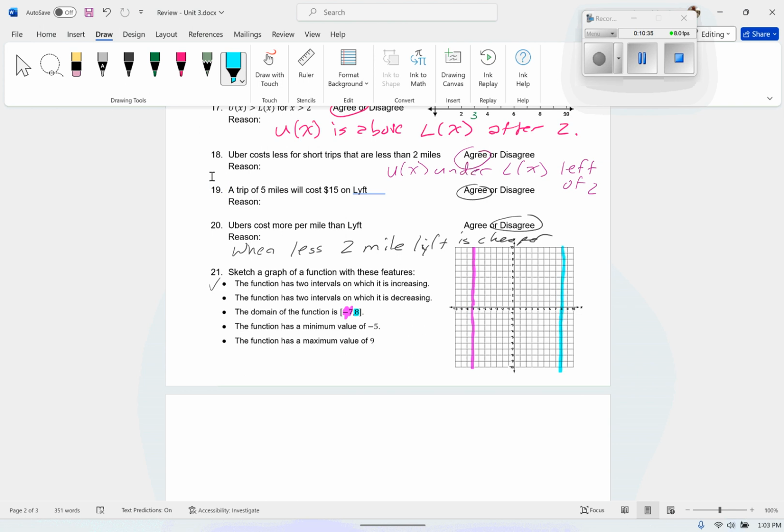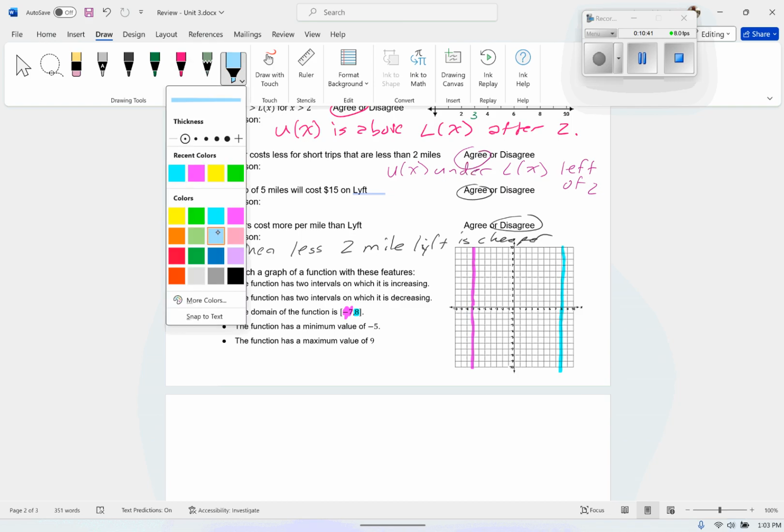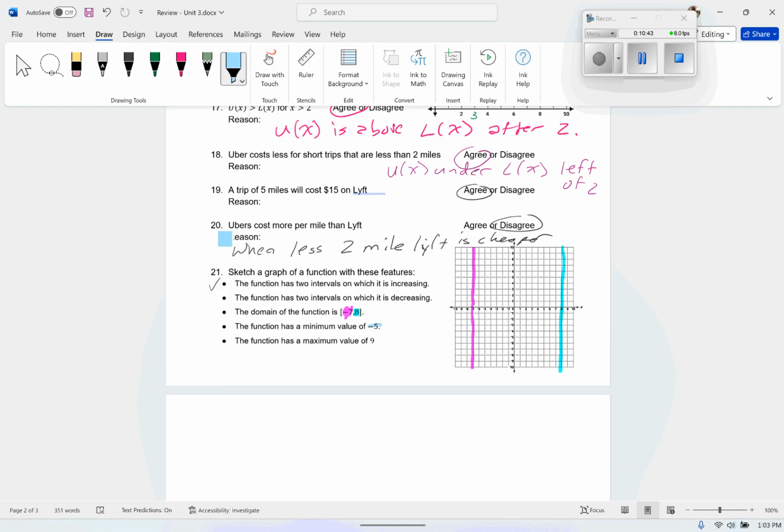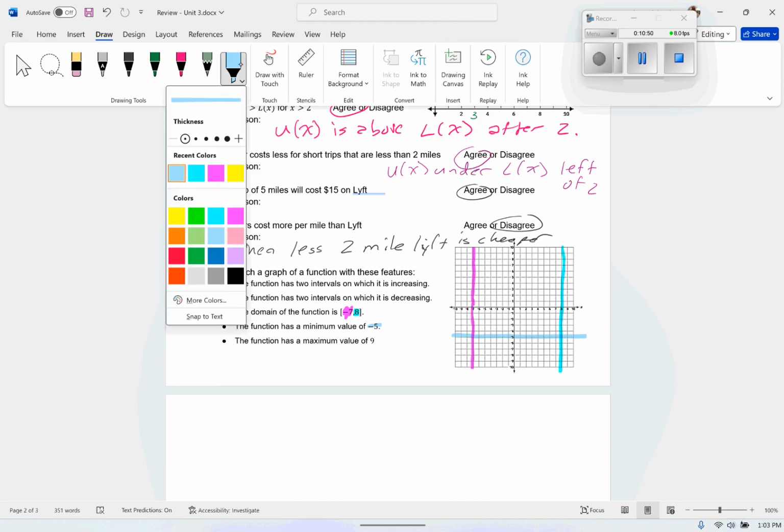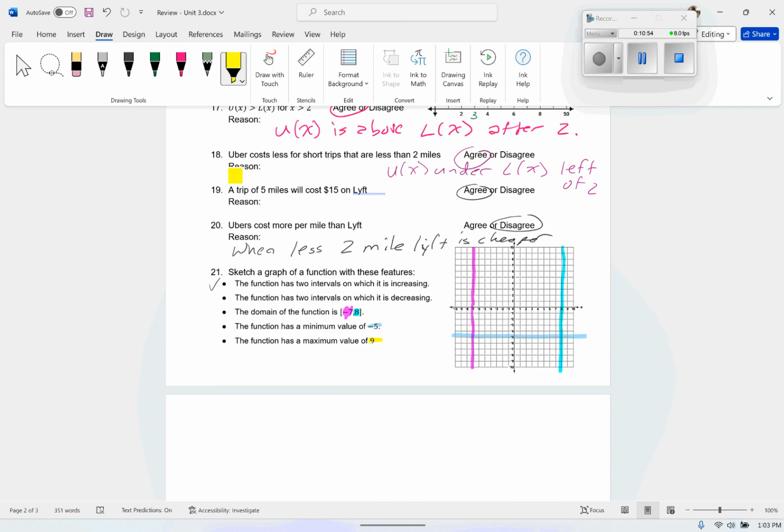We want to have a minimum of -5. So that means that I don't want to go below -5. And we have a maximum value of 9. Maximum value of 9, so that's up here. Okay, so inside that box is where I want to make my graph. Okay, so you want a maximum value and a minimum value, so we're going to touch those.